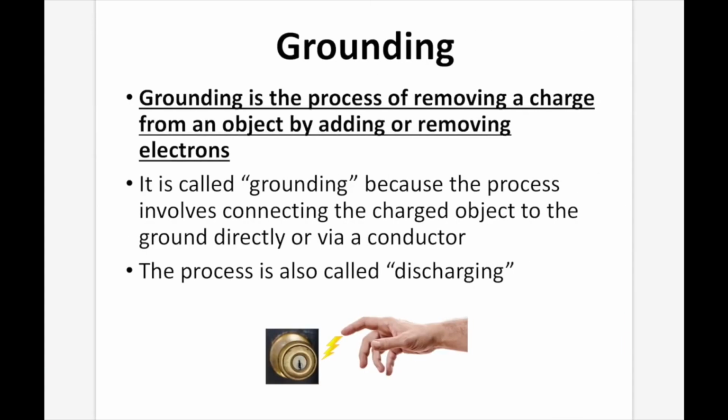Grounding. Grounding is the process of removing a charge from an object by adding or removing electrons. It's called grounding because the process involves connecting the charged object to the ground via a conductor. The process is also called discharging. Now, what we just talked about, your hand coming close to the doorknob and the electrons jumping, that's also a case of grounding because you're taking your buildup of electrons and moving it somewhere else. Eventually, that doorknob will be attached to something else, and those electrons will eventually make their way into the ground.